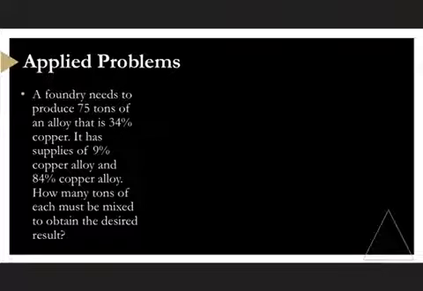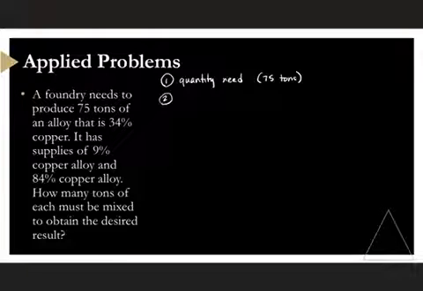Okay, these types of problems, you should be looking for one equation which talks about the actual quantity that you need. Okay, so we are looking for, in this case, 75 tons. Then you should have a different equation that looks for the mixture that you need. And in this case, we want it to be 34% copper.